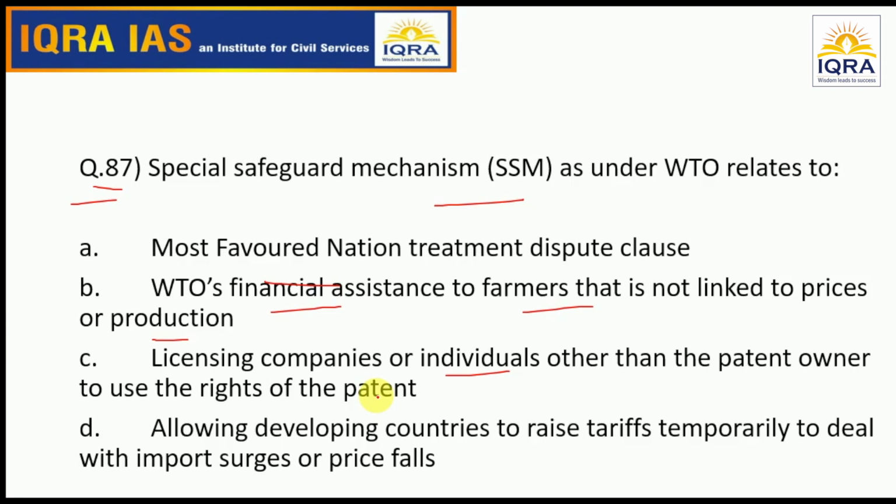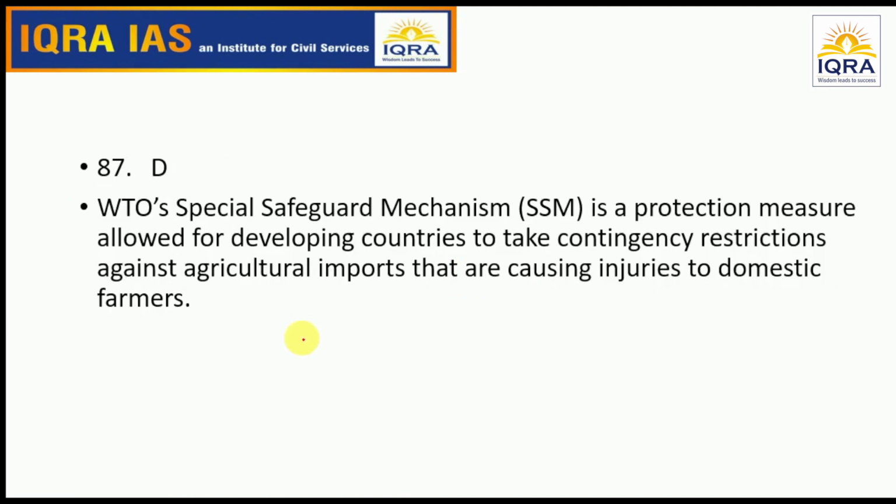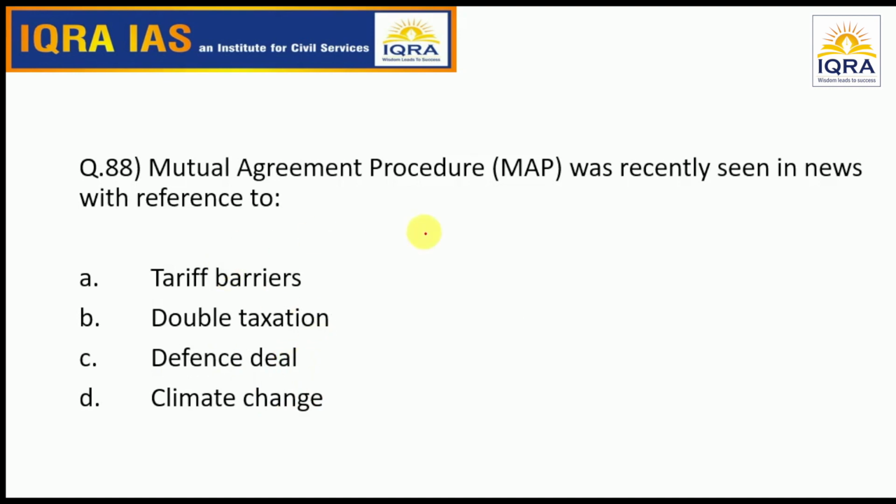So special safeguard mechanisms here in WTO relates to this developed and developing countries. So this is for developing countries to raise tariffs, so to deal with import surges and price falls. Yes. Moving on, question number 88.